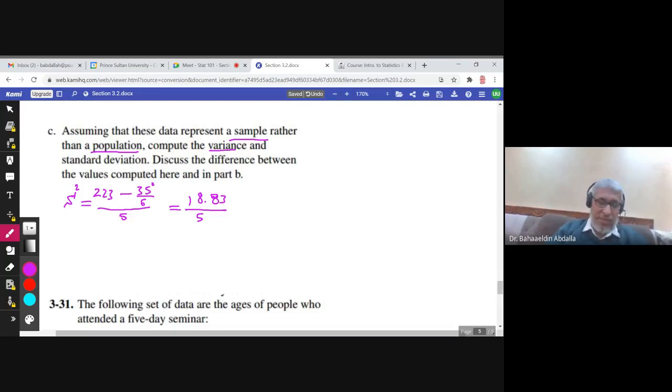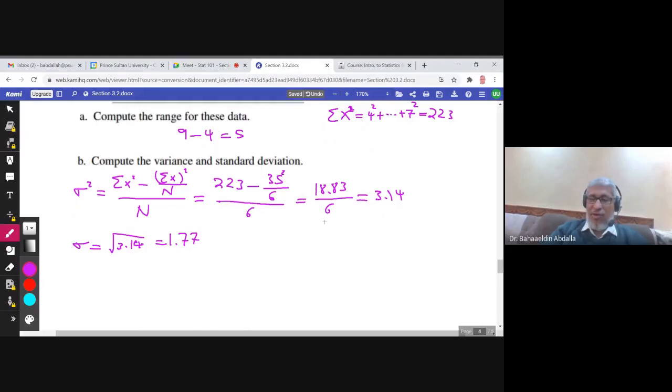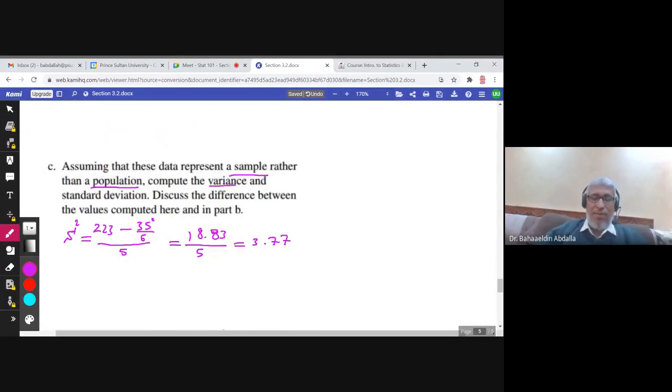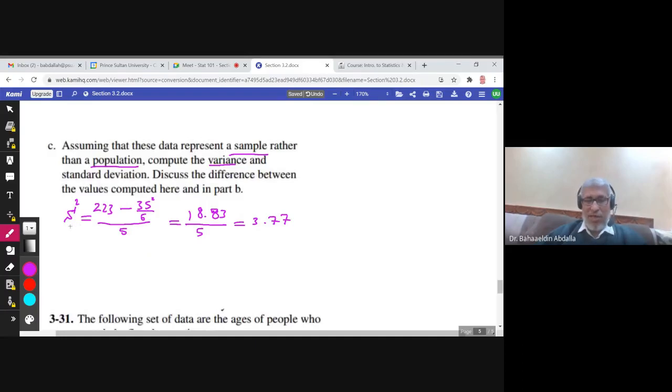So you will notice that this variance, the sample variance, would be larger than the population variance because we divide by 5, not by 6. This is the population, this is the sample variance, and to find the sample standard deviation, it is S. We need to find the square root of this number, and it would be 1.94. So it's the square root of 3.77, which is 1.94.